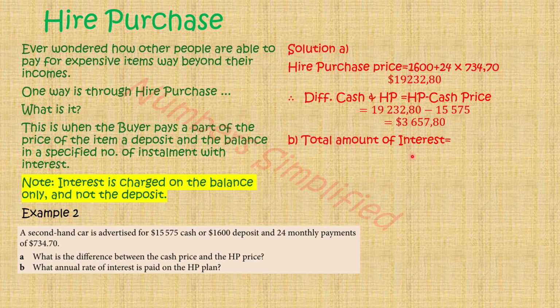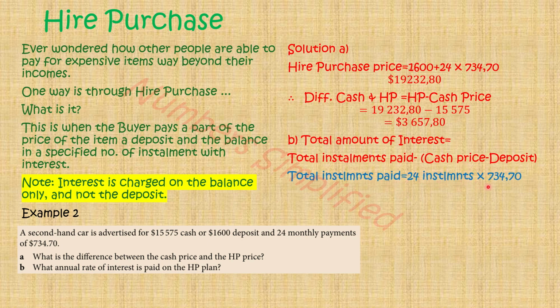So the total amount of interest, we know that this is total installments paid less the difference of the cash price and the deposit. So we have this in its own pair of parentheses or brackets. So now we are going to substitute. We know that the total installments paid are 24 installments times the $734.70 for each month. And this would give us a total of $17,632.80.